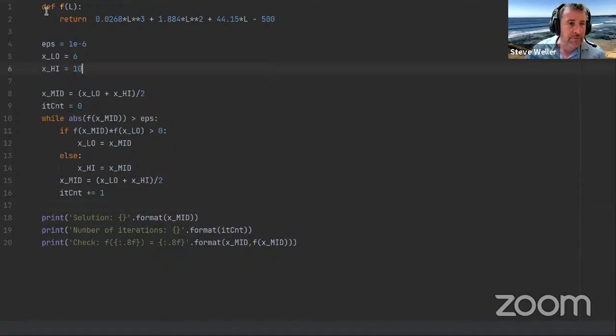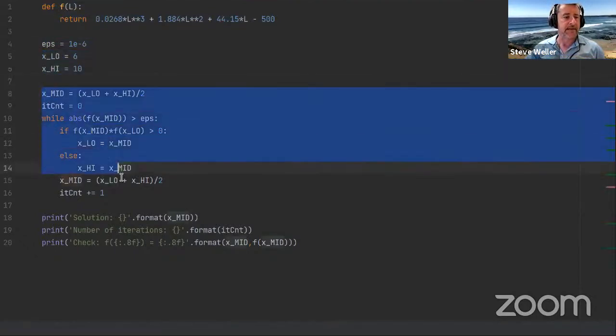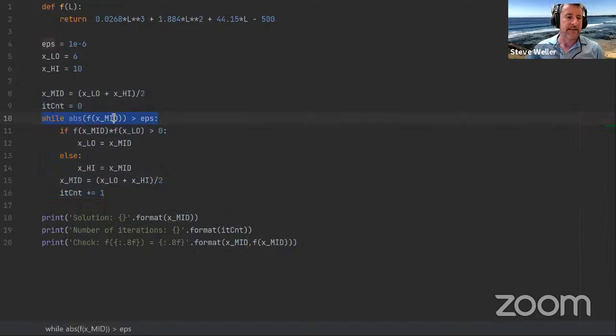So here we are. In lines 1 and 2 we define the function. Lines 4 to 6 we initialize with the tolerance and the upper and lower limits of the solution, and in lines 8 through 16 we compute the solution, and we keep iterating until the absolute value of the function evaluated at the midpoint is less than or equal to this tolerance. I've called it EPS. Okay, let's give it a go.